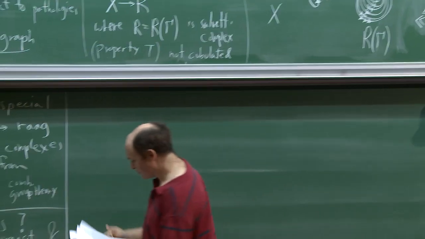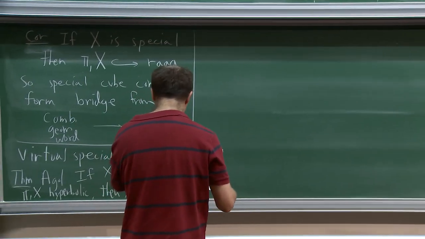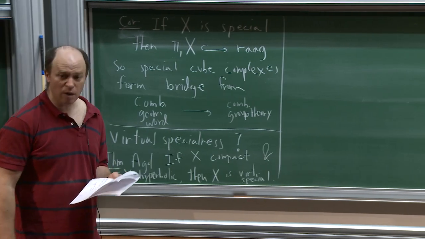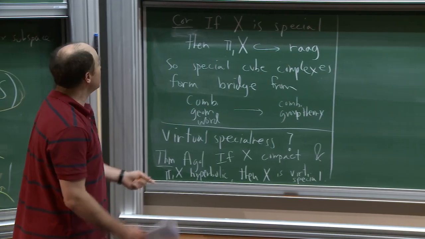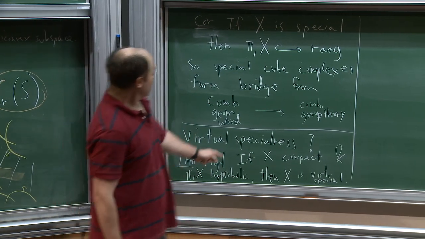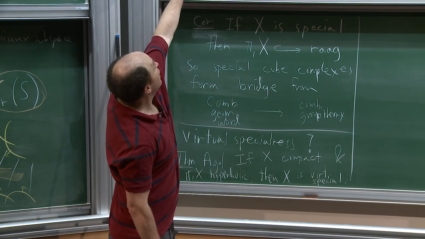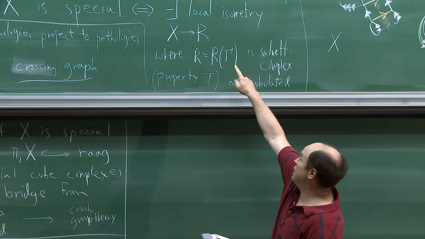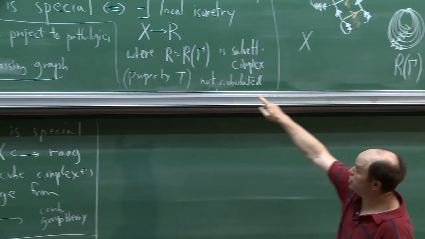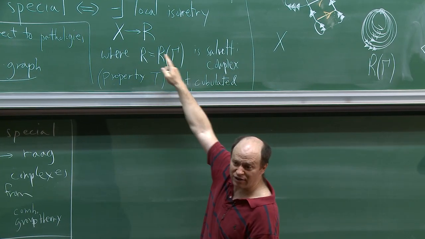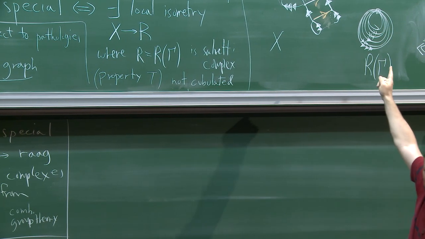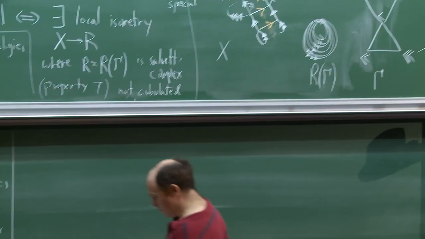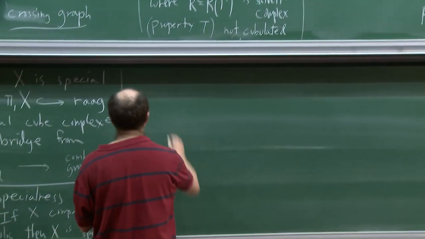All right. So where did this notion of special cube complex come from? Because I told you, even though we were very excited that if it's special, then it lives in the RAAG, it's easier to just define special this way, not that way. That was a hard way to define it. It was a strange way. Where did this notion of special come from? So let me explain.